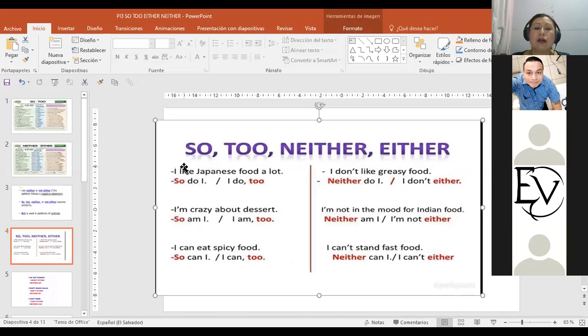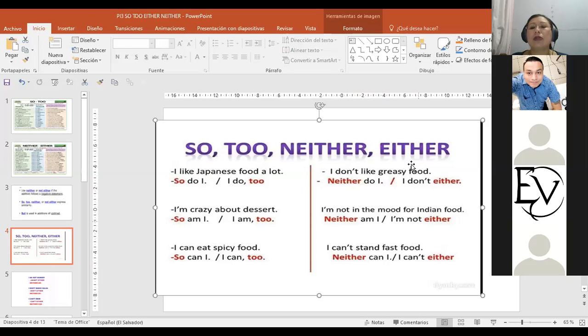I have here another example of so, too, neither, either. For example, you can say, I like Japanese food a lot. So do I. I do too. I am crazy about dessert. So am I. I am too. I can eat spicy food. So can I. I can too.